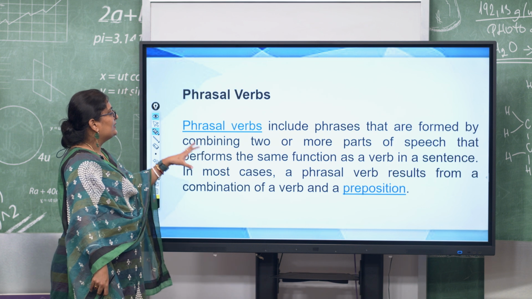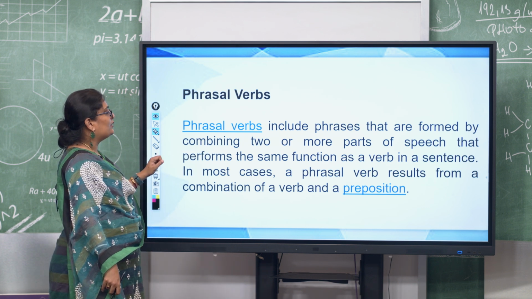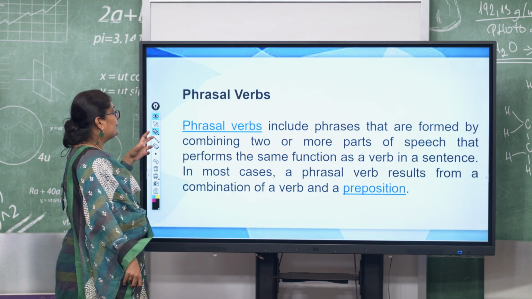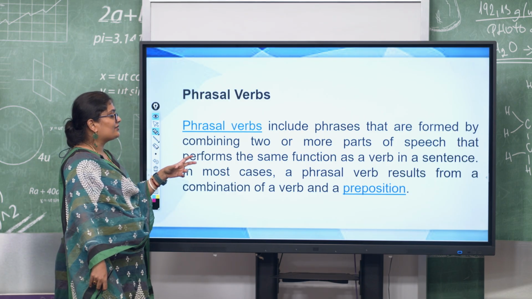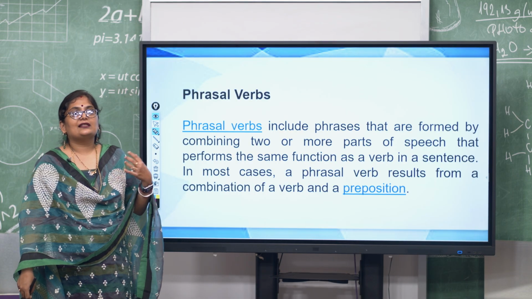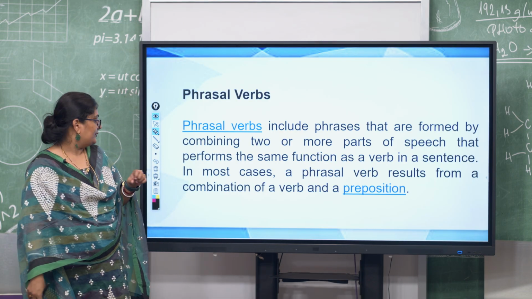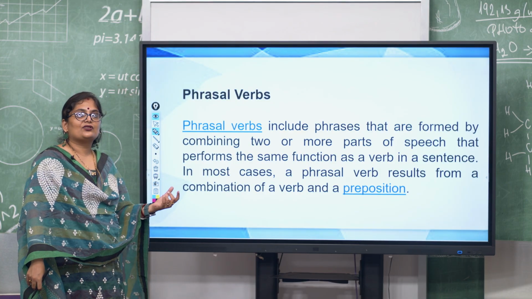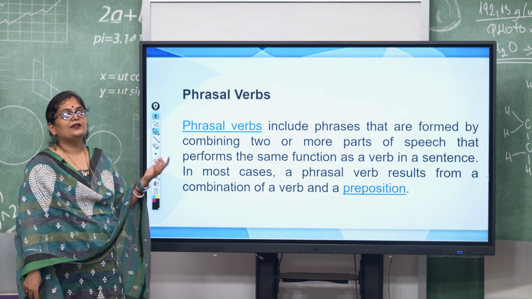What are phrasal verbs? These include phrases which are formed by combining two or more parts of speech that perform a particular function as a word within the sentence. So, this is an example of a phrasal verb. In most cases, phrasal verbs result from a combination of a verb along with a preposition.